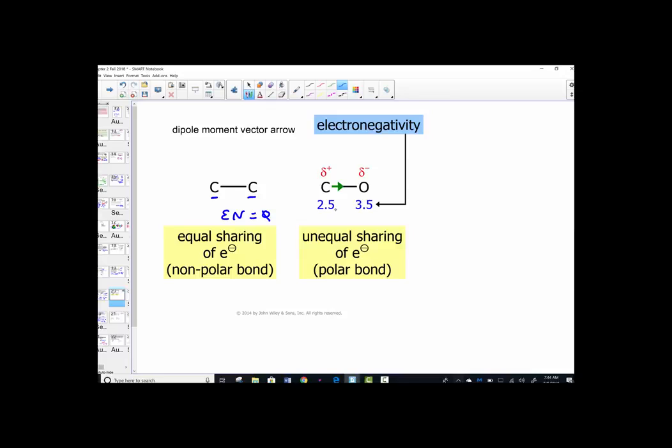If carbon is assigned a value of 2.5 and oxygen is assigned a value of 3.5, I take the difference between those two and find a value that would indicate a polar bond. Therefore, the more electronegative element has the distribution of charge surrounding it. Remember, these oxygens have all kinds of dots around them as well, not shown, but we know they're there.